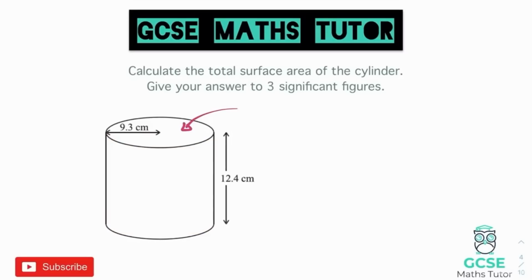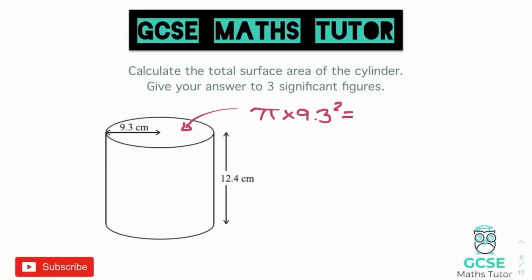So for the area of the circle, obviously it's pi r squared, so we're going to do pi times 9.3 squared, and that's going to give us the area of the circle. And if we write that into our calculator, what have we got? 271.716.